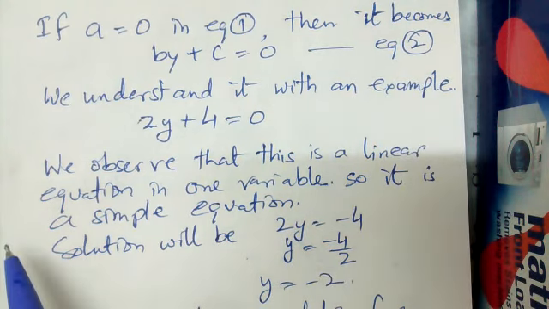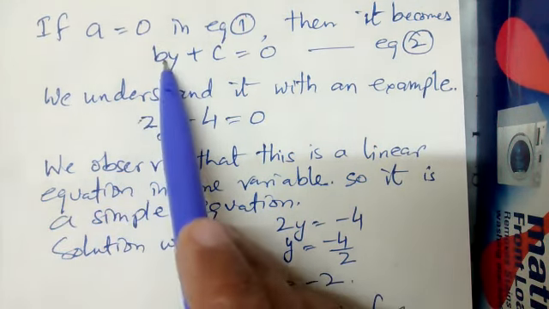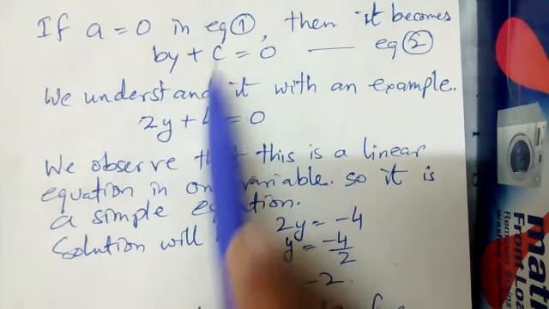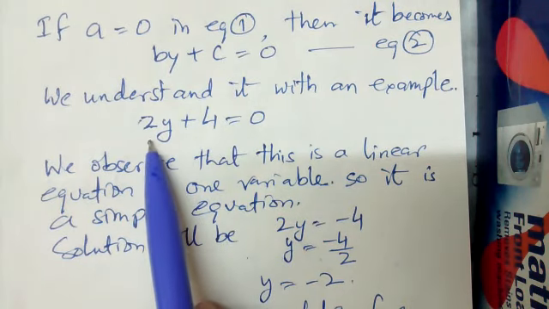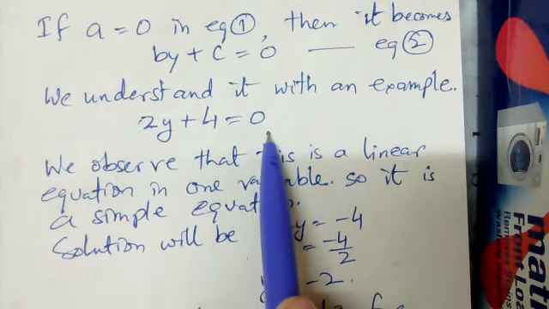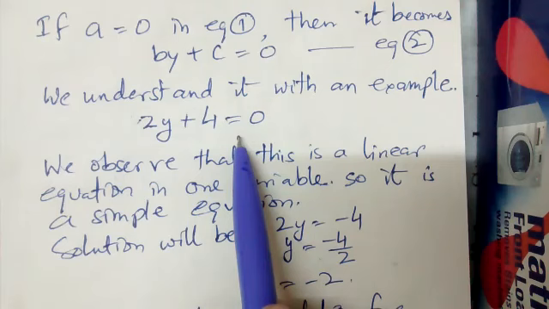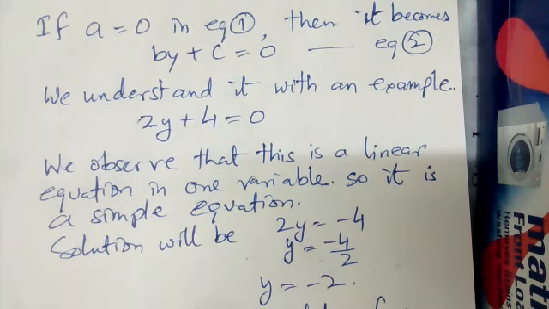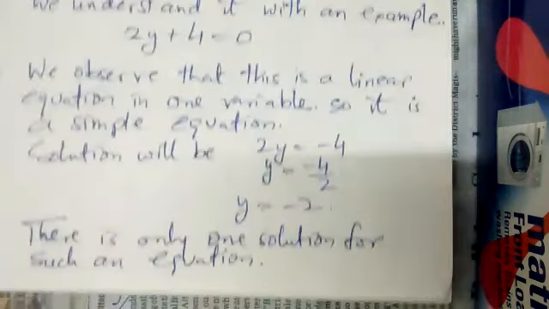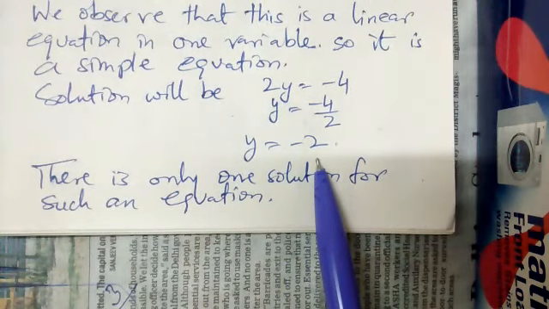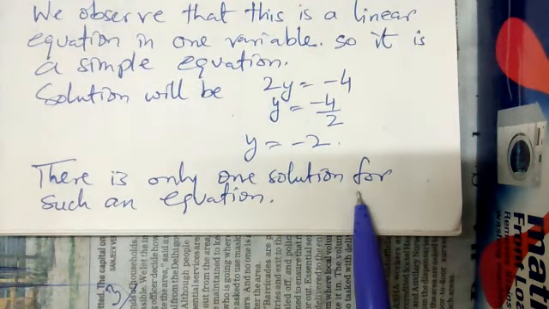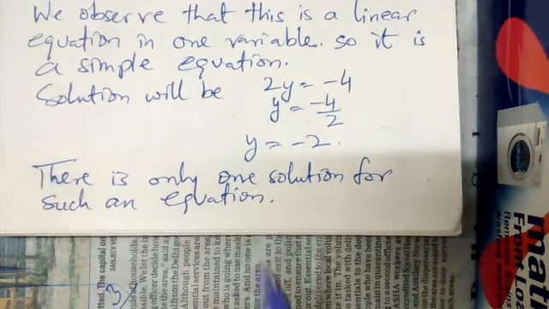Now we will understand it with an example. We take b as 2, c as 4. So we have this equation 2y plus 4 equal to 0. We observe that this is a linear equation in one variable, which is also called a simple equation. We can solve it for y. Y comes out to be minus 2. There is only one solution for such an equation.